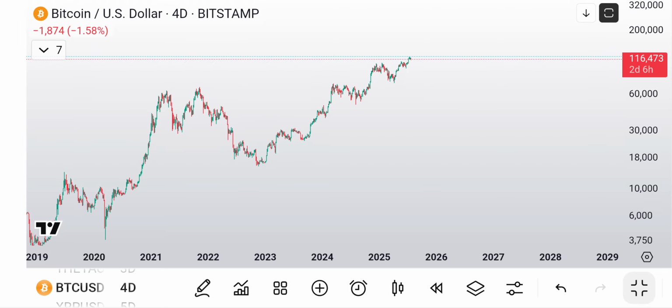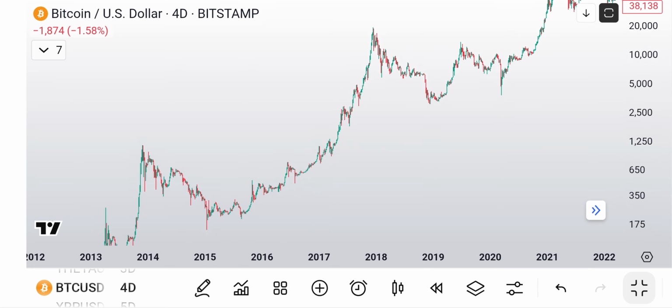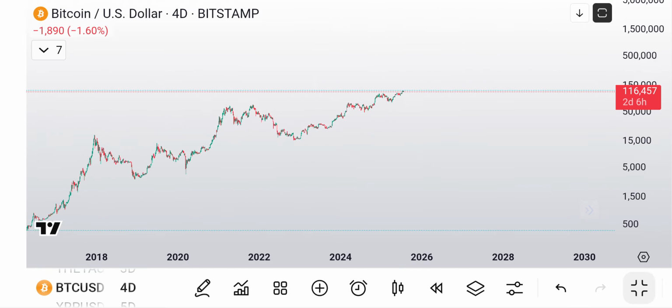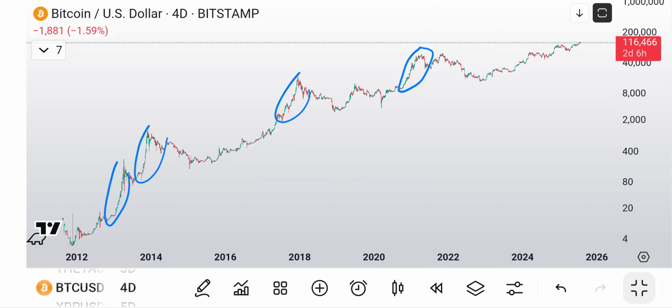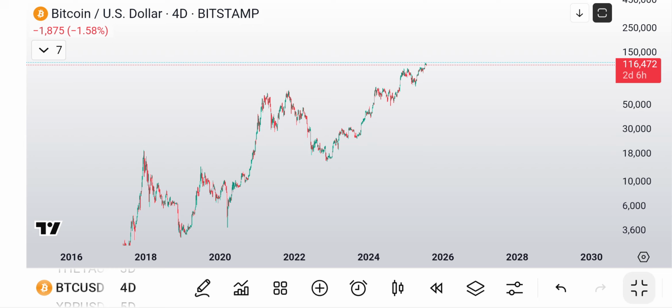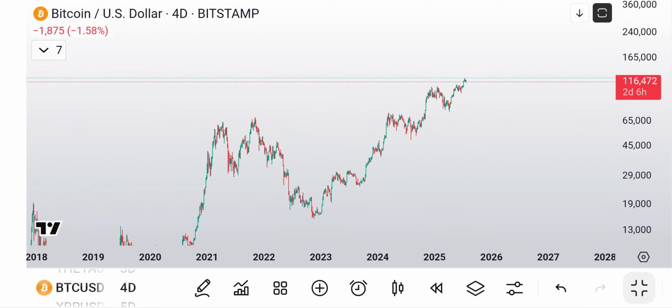Kind of like back in the 2017 run up, where you would have a base, move up, base, move up, base, and then you would start that parabolic move. So we really haven't gone parabolic yet. Every Bitcoin move has been parabolic, right? Super parabolic, super parabolic, super parabolic, super parabolic. Where's the parabolic move? I don't see it. That gives me a lot of hope and a lot of confidence that the best is yet to come. To quote Mr. Trump, the best is yet to come.